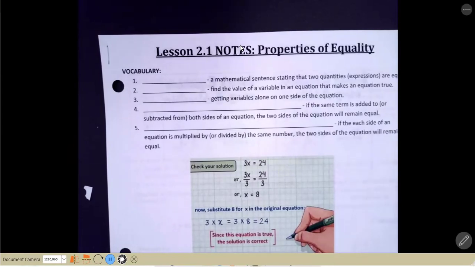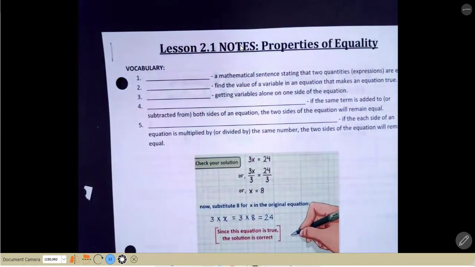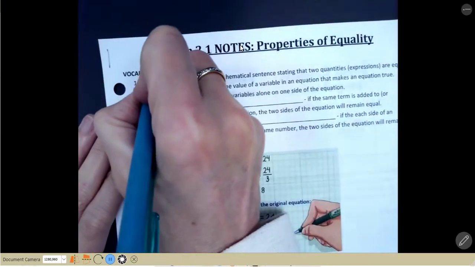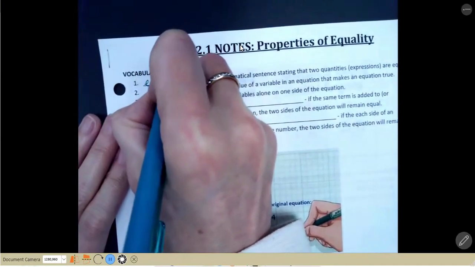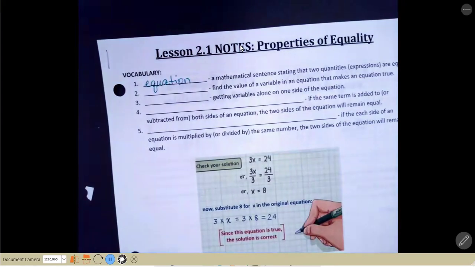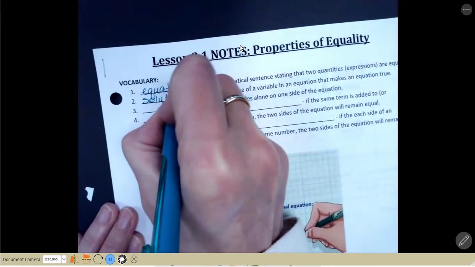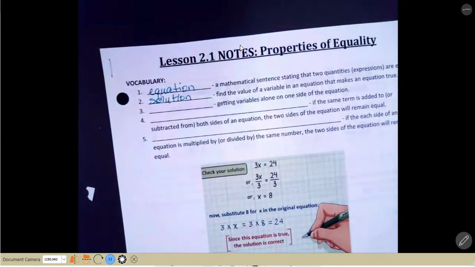The first one is a mathematical sentence stating that two quantities or expressions are equal to each other, and that is an equation. Okay. And some of your quizzes do have vocab on them, so it'd be good to review these. The next one, find the value of a variable in an equation that makes the equation true. Basically, that is your answer or your solution to the equation. So when you get down to the bottom and you have x equals something, that something is your solution.